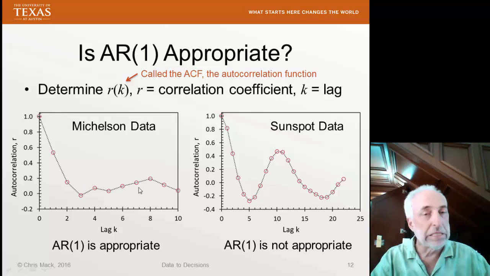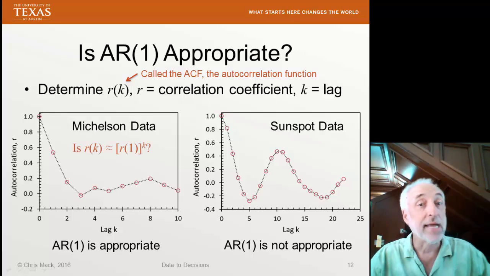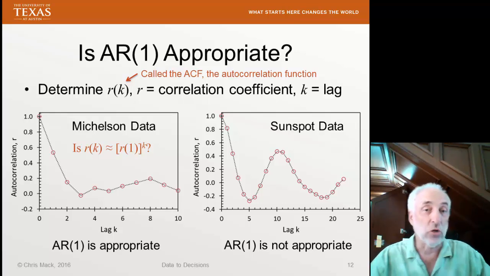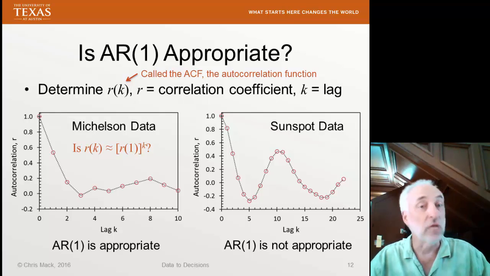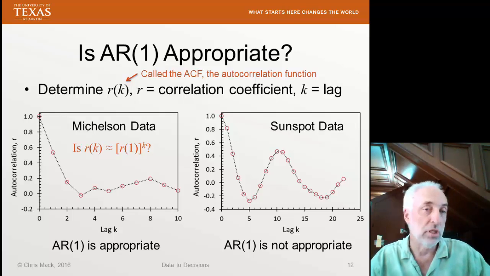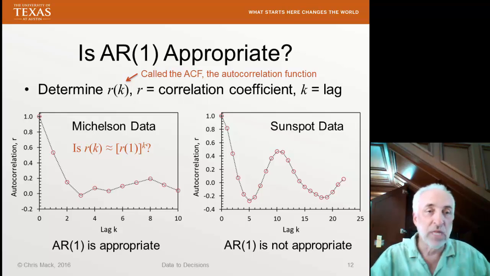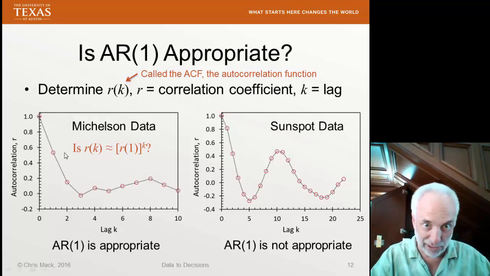And the question is, does it look like an AR1 model? Well, what does an AR1 model look like? An AR1 model says the correlation coefficient for a lag of k is the correlation coefficient for a lag of 1 to the kth power. In other words, it should look like an exponential decay.